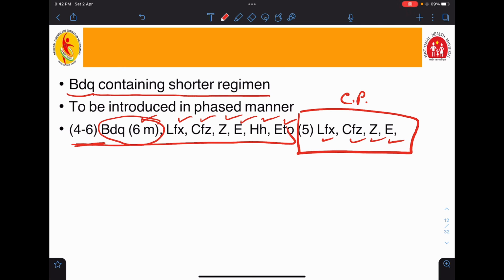So this is all about the regimens of drug resistant tuberculosis I wanted to talk about in this class. I hope I could make it simpler, and thank you so much for your patience in listening.